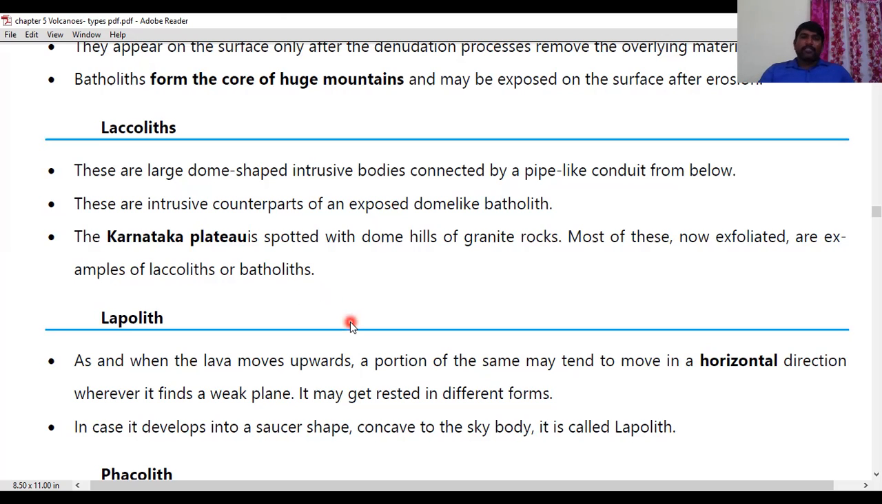Another one is the lapolith. As and when the lava moves upwards, a portion of it may tend to move in a horizontal direction. Wherever it finds a weak plane, it may rest in different forms in that plane. In case it develops into a saucer shape, concave to the sky, it is called a lapolith.